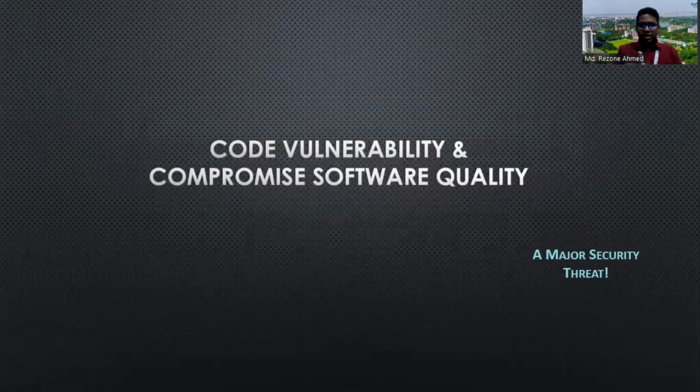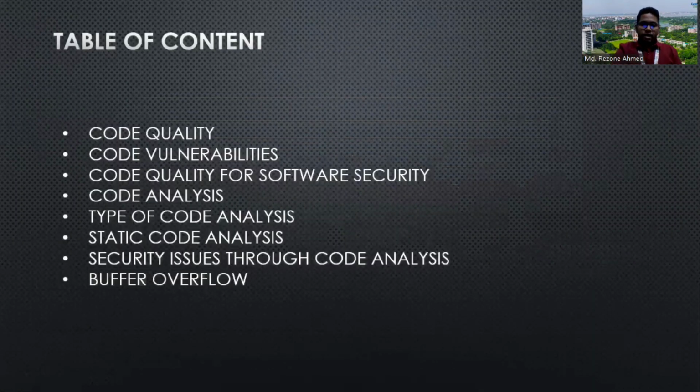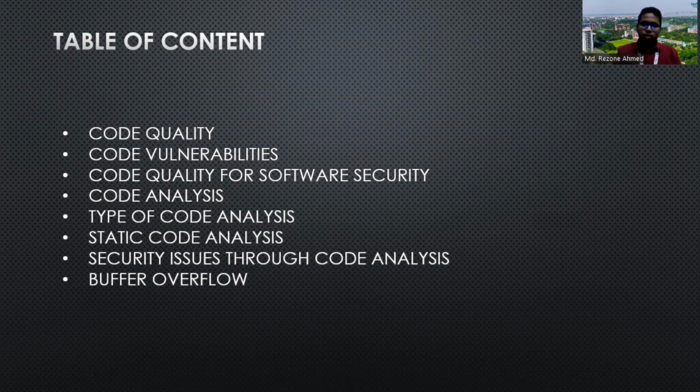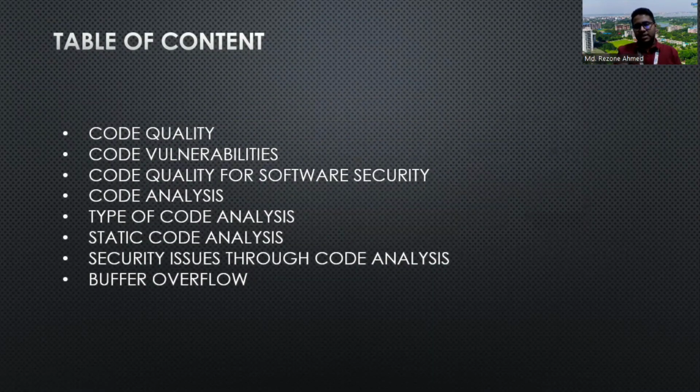Today, I will discuss code vulnerability and compromised software quality. It's a major security threat. After this discussion, we will know what is code quality, code vulnerability, code quality for software security, code analysis, types of code analysis, static code analysis, security issues through code analysis, buffer overflow, and some examples.